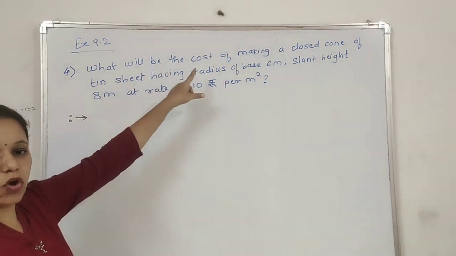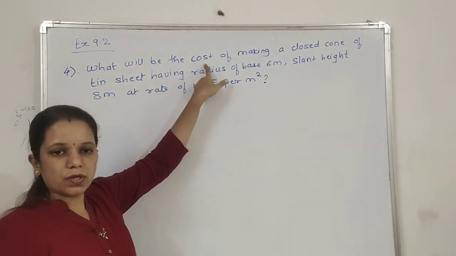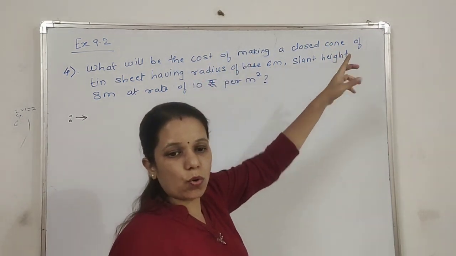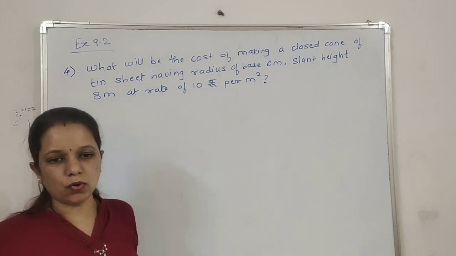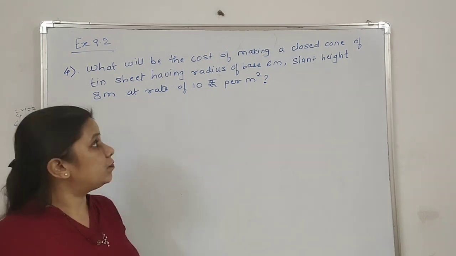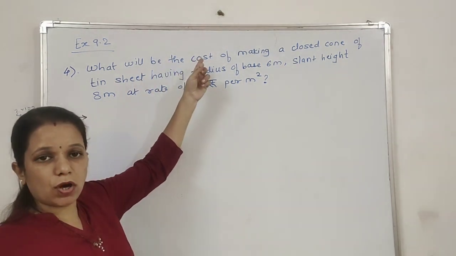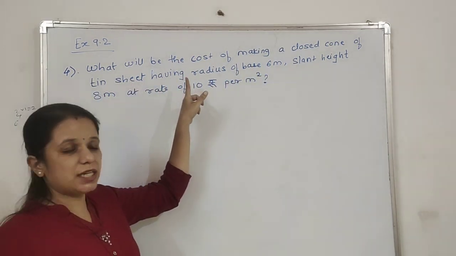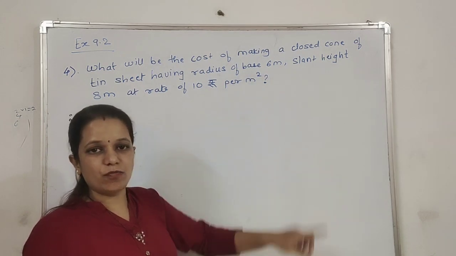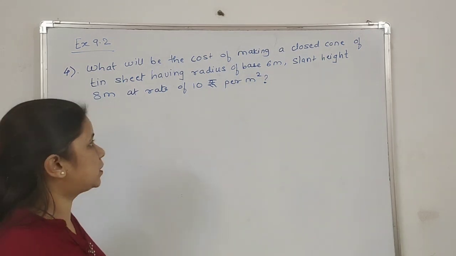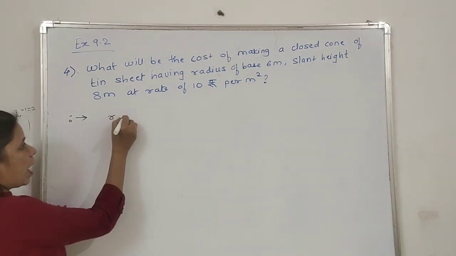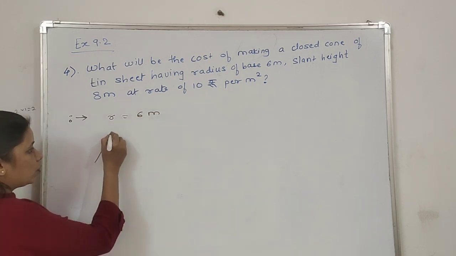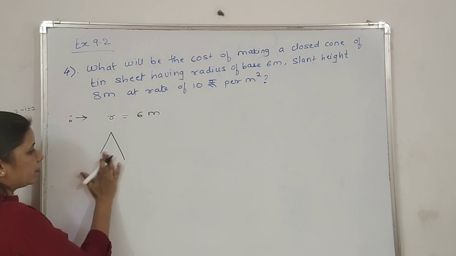what will be the cost? Means we have to calculate the cost of making a closed cone. Okay, a cone is there. We need to calculate the cost of making a closed cone of tin sheet having radius of base 6 meter. So here r is equal to 6 meter. We have to make a closed cone like this.